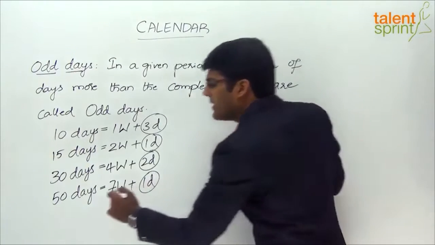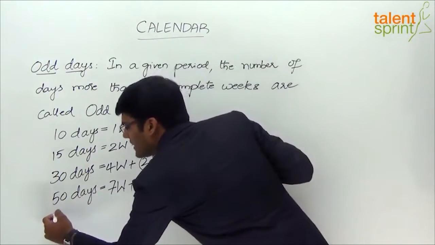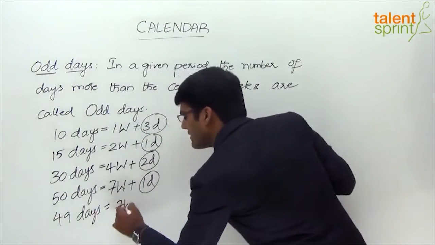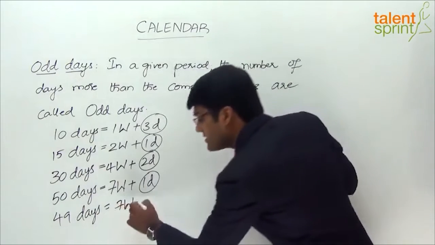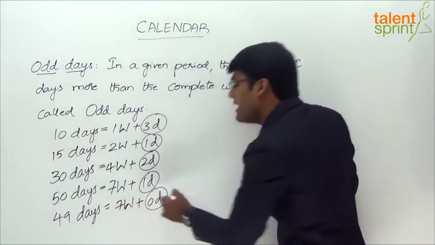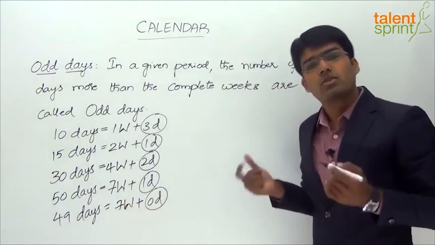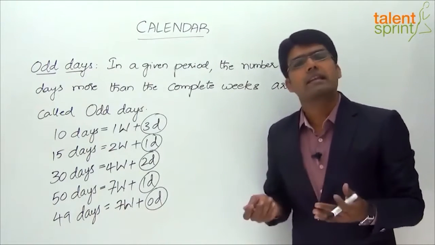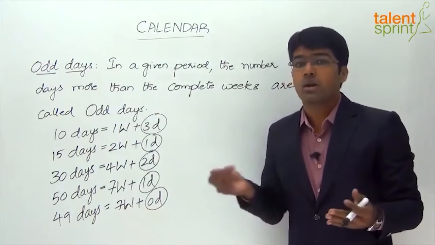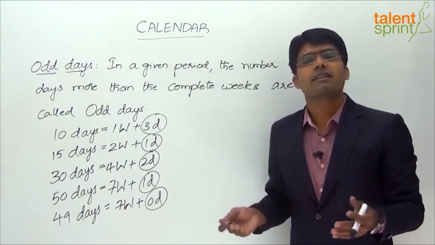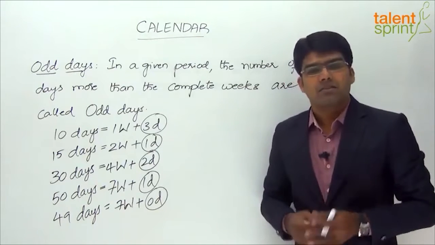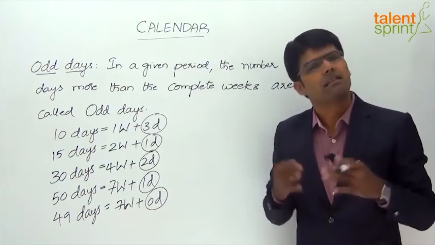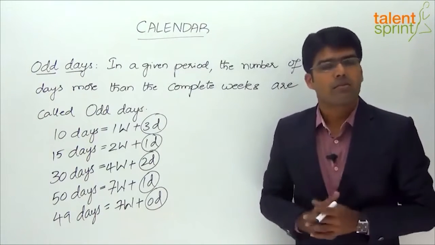Likewise, if you say a period of, let's say, 49 days. Now 49 days is equal to 7 weeks, and there is no additional number of days, right? So 7 weeks plus 0 days. So in a period of 49 days, we have 0 odd days. There is no odd day, right? Likewise, in a period of 28 days, 28 days is equal to 4 weeks. There is no additional number of days, so there are 0 odd days in a period of 28 days. So the simple point here is the number of days which are more than complete weeks in a given period are referred to as odd number of days, right?